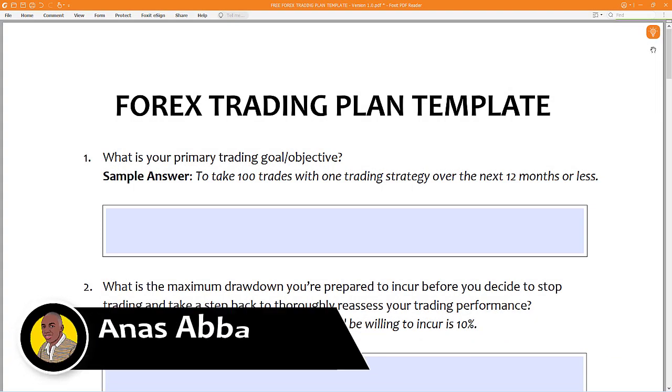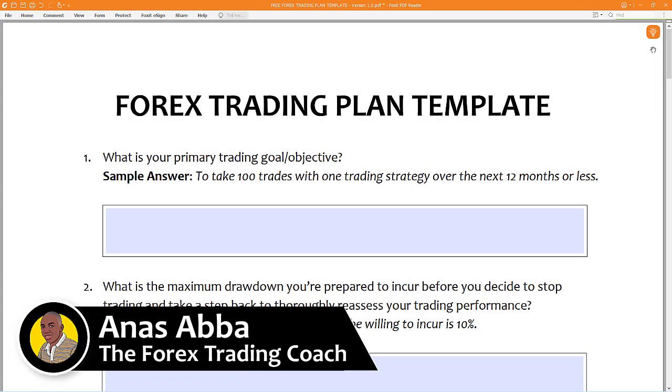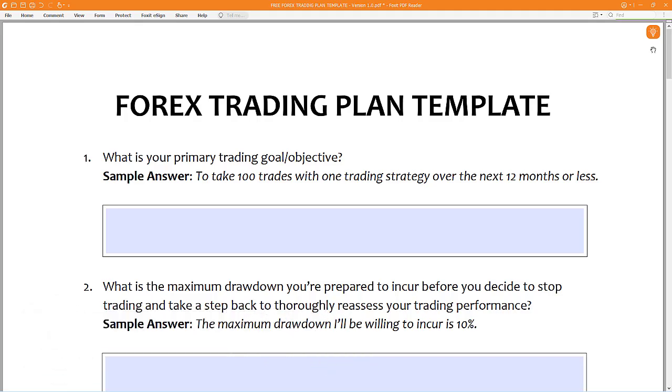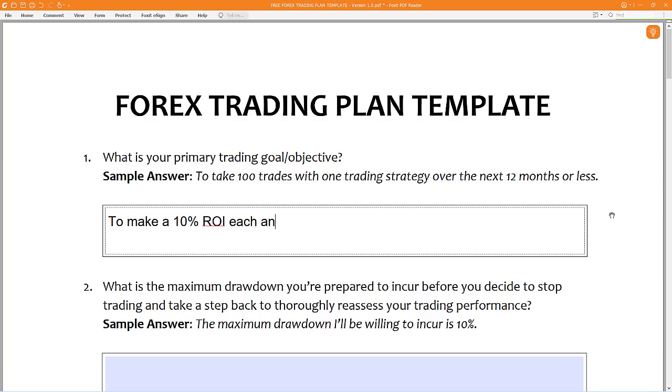One of the first things you'll need to do when you go about creating a Forex trading plan is to set a goal. And since we are trading the Forex markets to make money, my guess is you're probably thinking to yourself that your goal should be something along the lines of making a 10% return on investment on your trading capital each and every month, right?